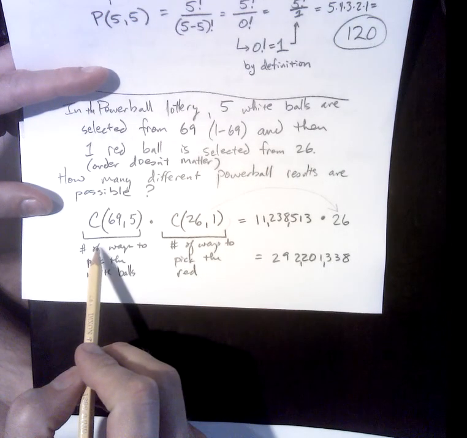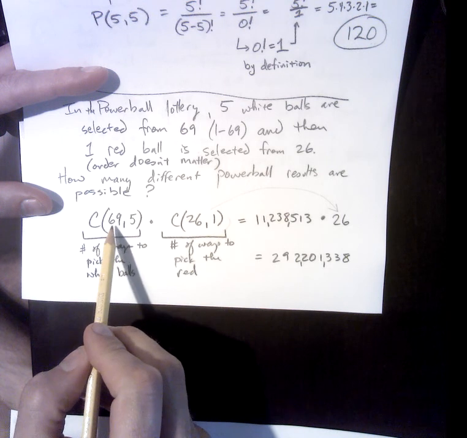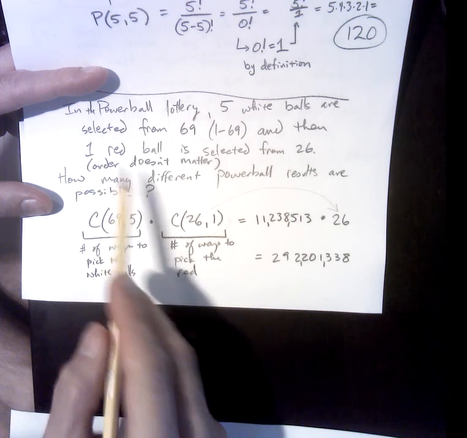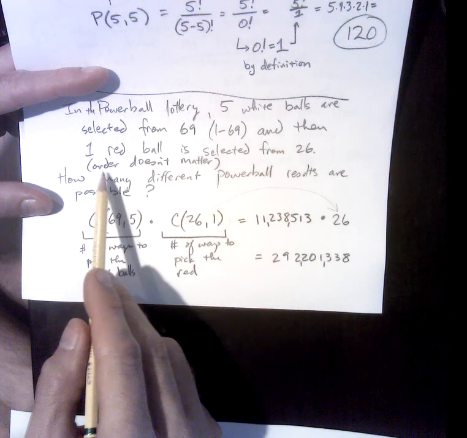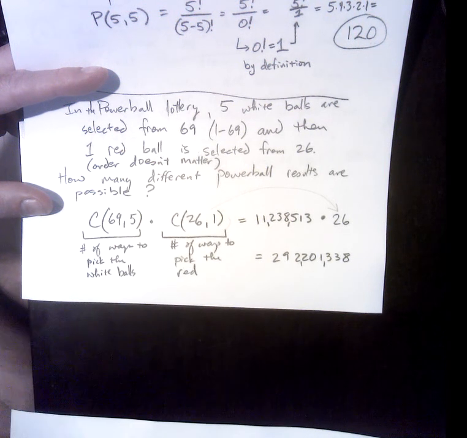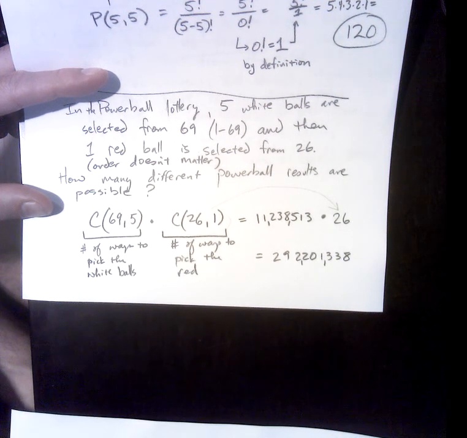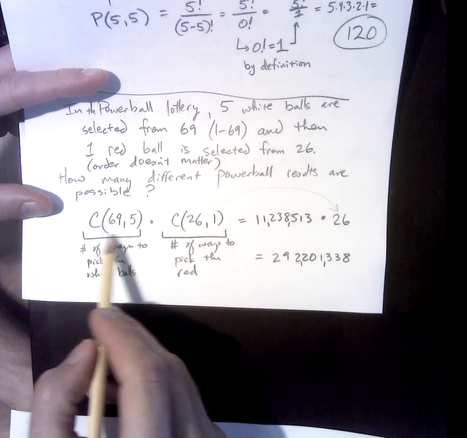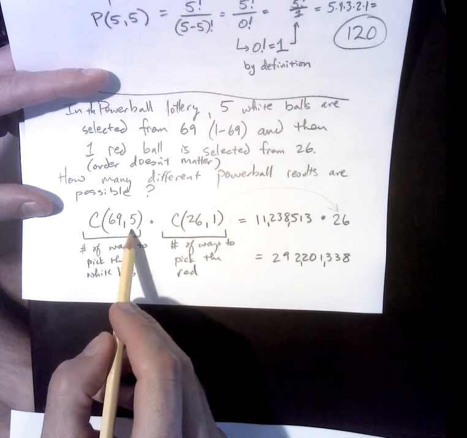I'm choosing 5 white balls from 69. Order doesn't matter in this case. I tell you that in the problem, but in Powerball, it doesn't matter what order those white balls come out of the cage in. All that matters is whether or not the numbers that you selected match the balls that came out of the cage. We're going to use combinations here. First we figure out how many ways there are for me to choose 5 balls from 69.